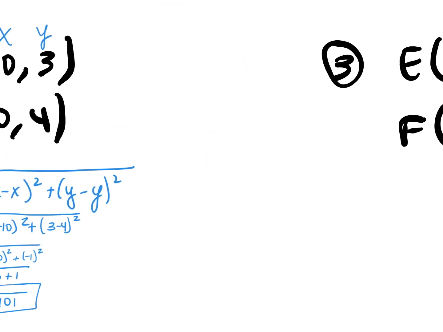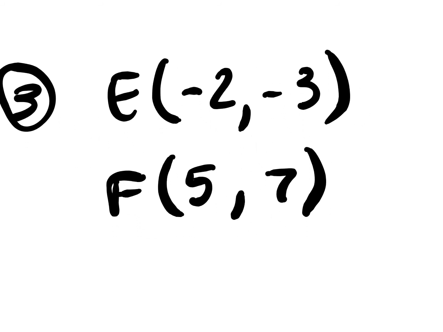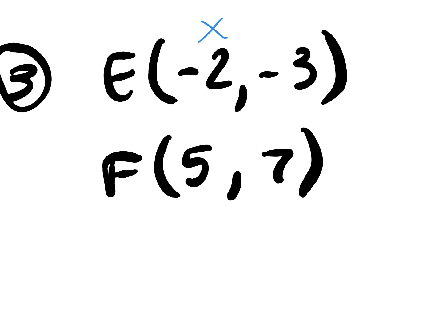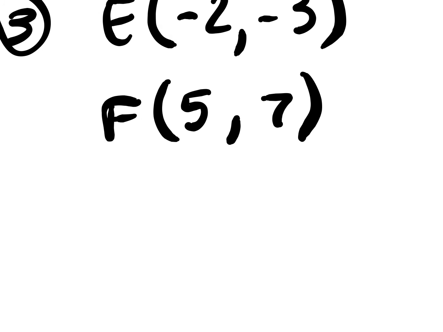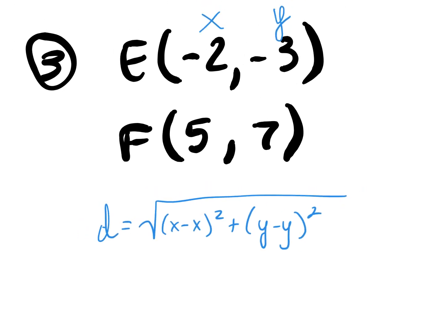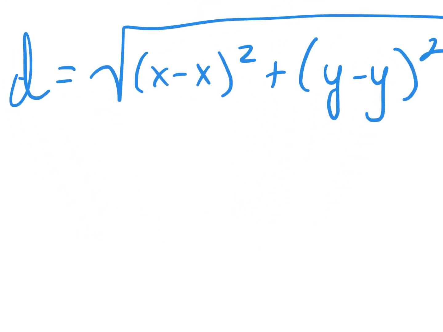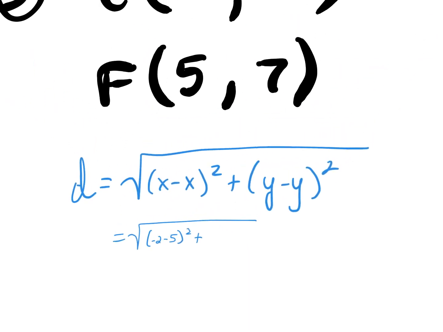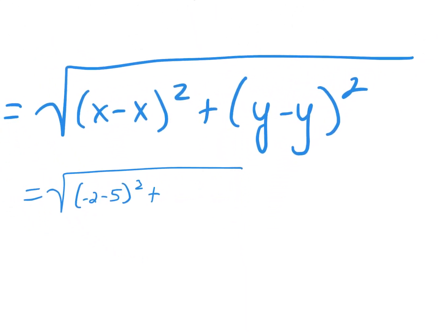Okay, scoot on over. I have my x and my y. Let's write our formula out, please. I have x minus x squared plus y minus y squared. My two x values are negative 2 and 5. So we can say negative 2 minus 5 quantity squared plus my two y values are negative 3 and 7. Negative 3 minus 7 squared.